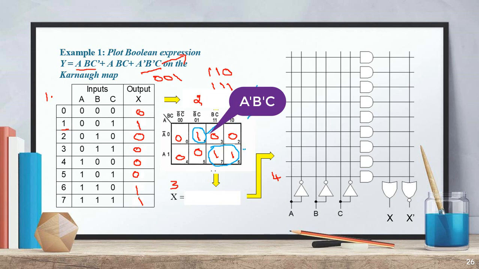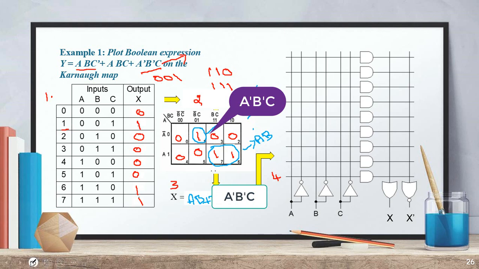Here 1 is there, so A is common in this case, so take A. But in this BC bar, B is common, C bar gets cancelled, so we can call this one AB. So our equation is formed here. Our equation is something like that: AB plus A bar B bar C. From this equation we can draw our circuit diagram.